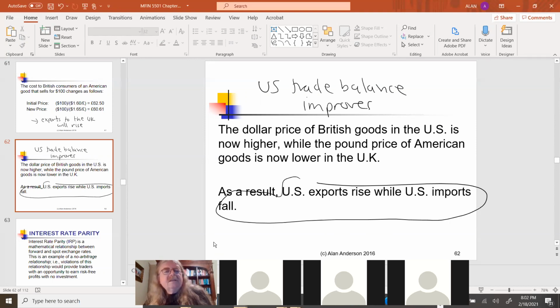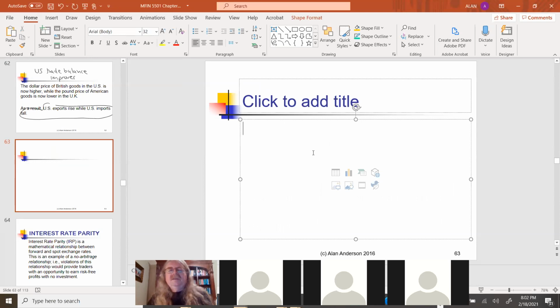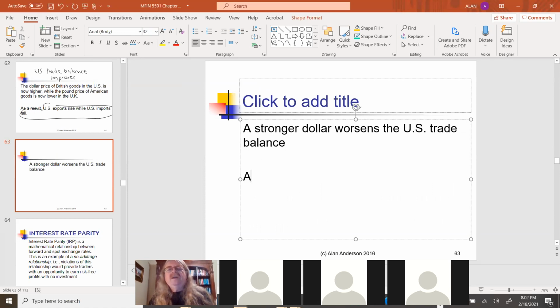All right. So again, I'd like to summarize this for you on another slide. So a stronger dollar weakens, or I guess I'll say worsens, the U.S. trade balance, and a weaker dollar improves the U.S. trade balance.